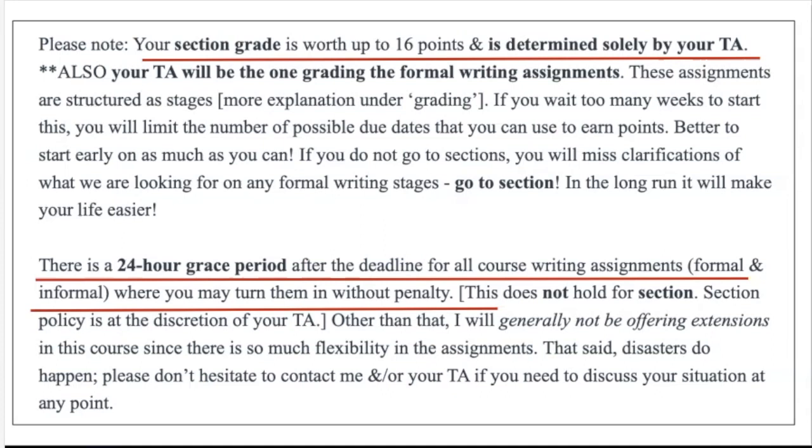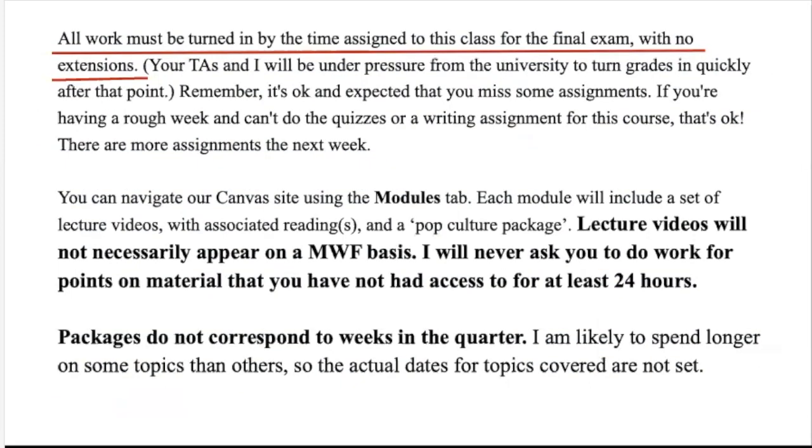There is a 24-hour grace period after the deadline for all course writing assignments, formal and informal, where you may turn them in without penalty. This does not hold for specific section assignments. Section policy is at the discretion of your TA. All work must be turned in by the time assigned to this class for the final exam with no extensions at that point. Your TAs and I will be under pressure from the university and from the department to turn grades in quickly after that point.